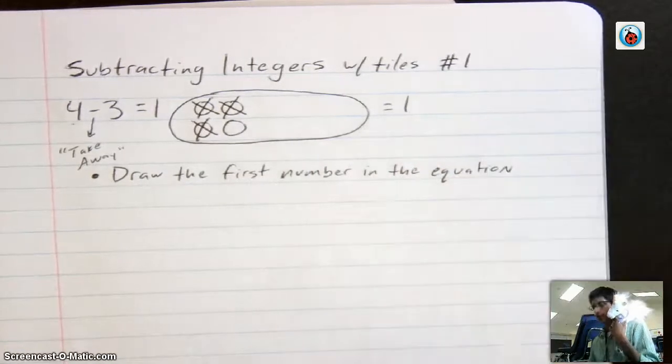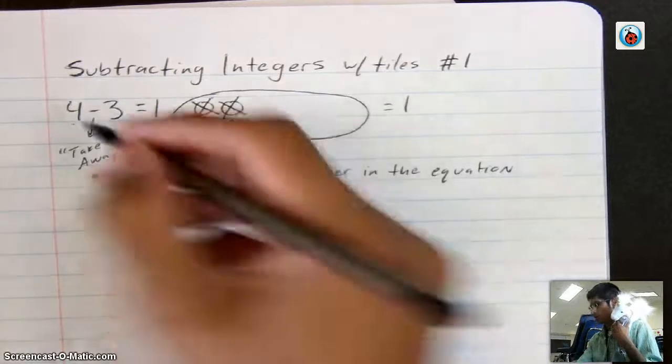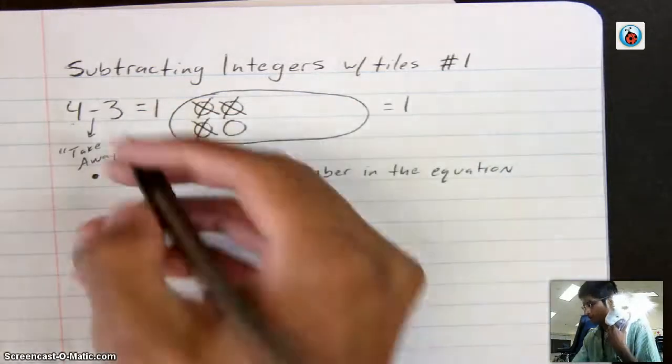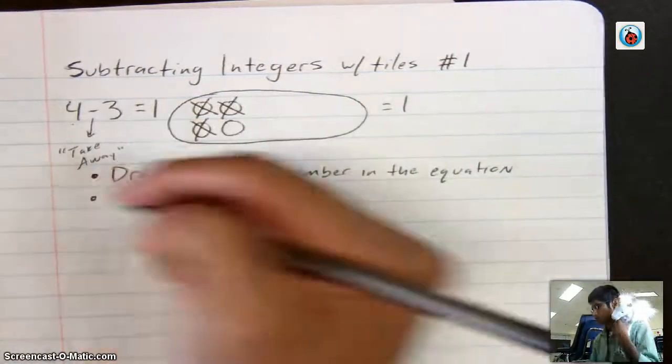I like to draw rainbows. Okay, that's very nice, but we're gonna draw math things today here. Okay, so we're gonna draw the first number in the equation.